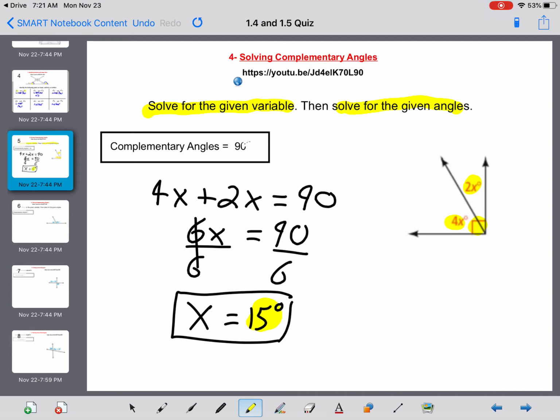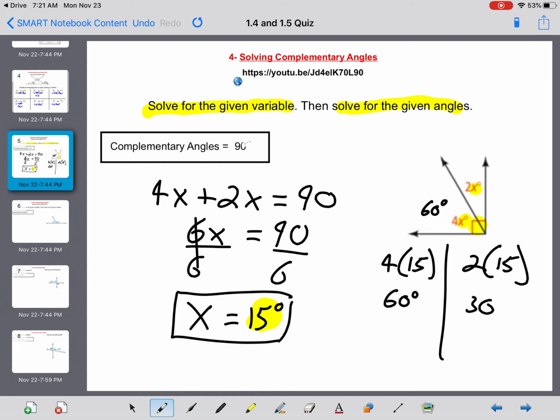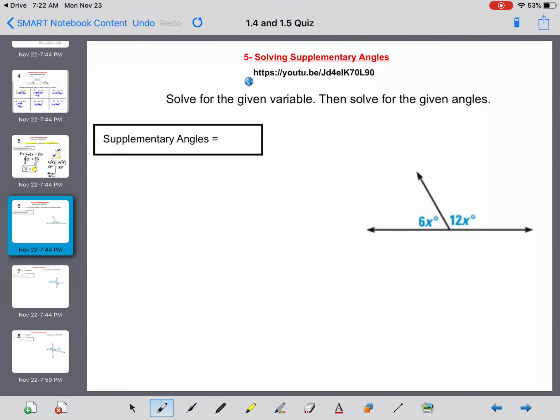So I'm going to take 15 degrees and plug it in to where I see x in each of these. All right, so we have 4 times 15, you throw that in your calculator and you get 60 degrees. Label this one 60 degrees. Then we have 2 times 15, which is 30 degrees. Label that 30 degrees. You know you're correct because 60 plus 30 makes 90 degrees, and it works out. All right, that's solving for complementary angles.